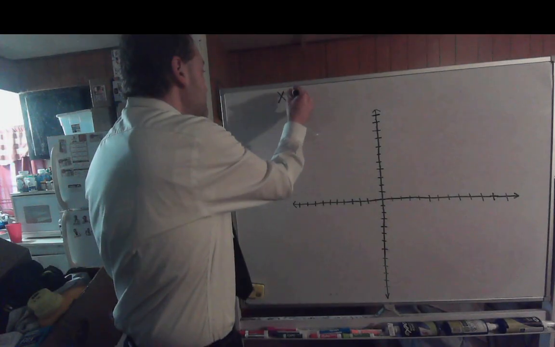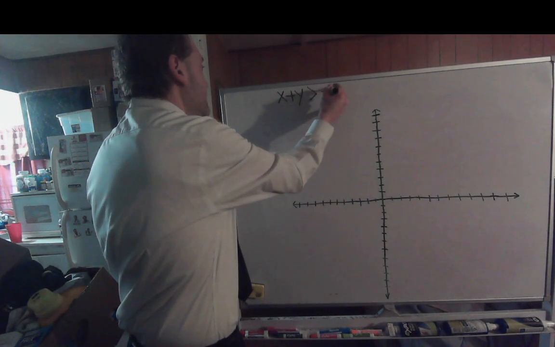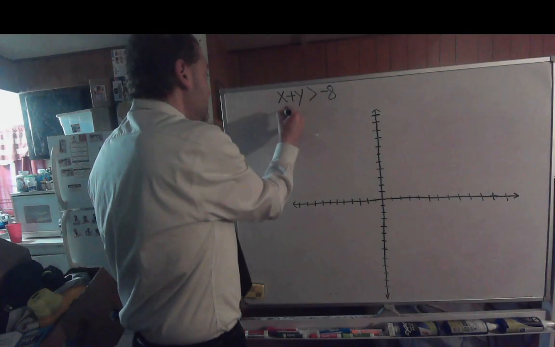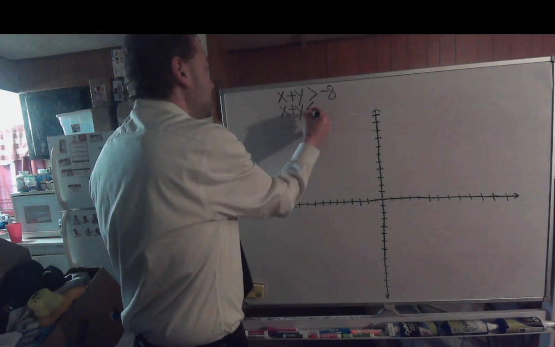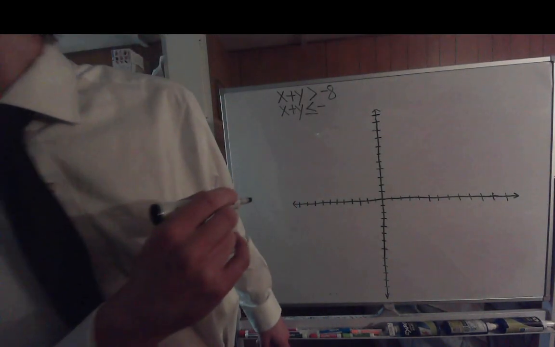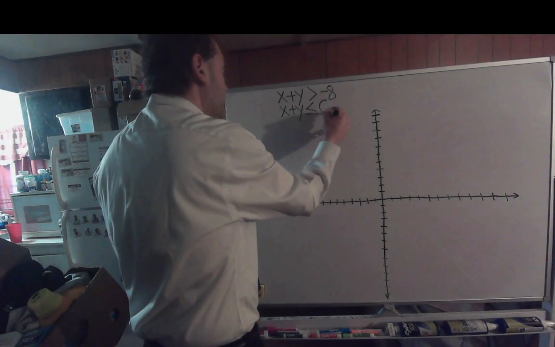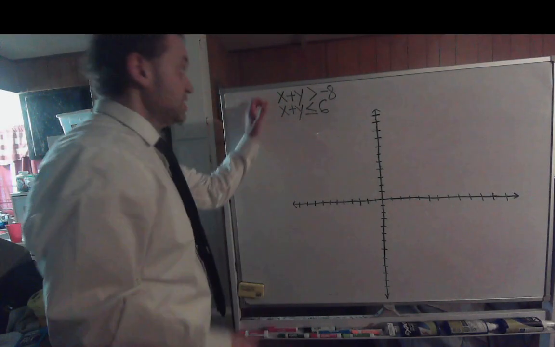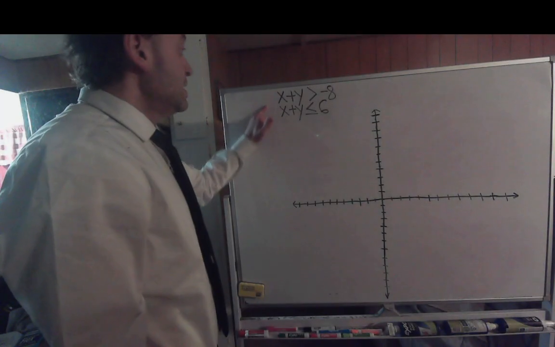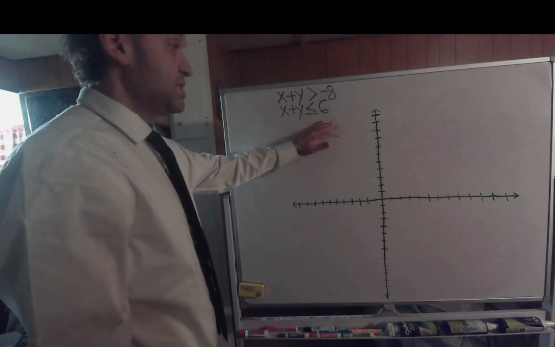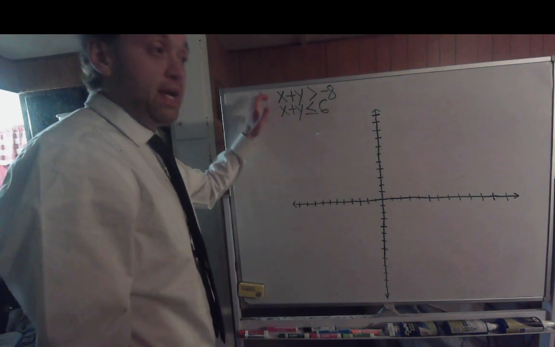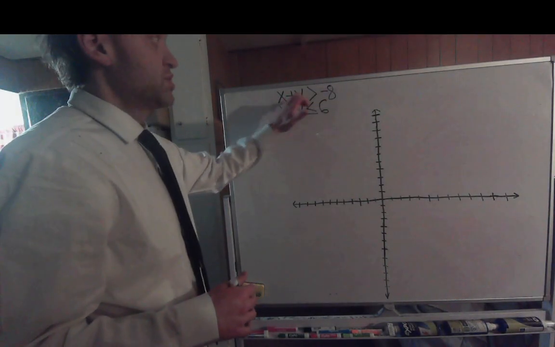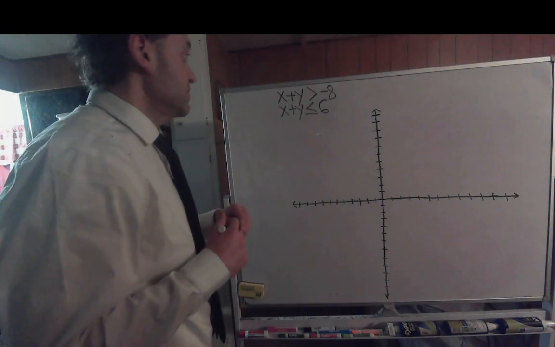So we have x plus y is greater than negative 8. Then we have x plus y is less than or equal to, whoops, positive 6, not negative. There we go. So we have this linear inequality system where we have x plus y is greater than negative 8, and then x plus y is less than or equal to 6. So let's start with x plus y is greater than negative 8. Since it's only greater than, we draw a dotted line through the line x plus y equals negative 8, because that's not part of your solution set.